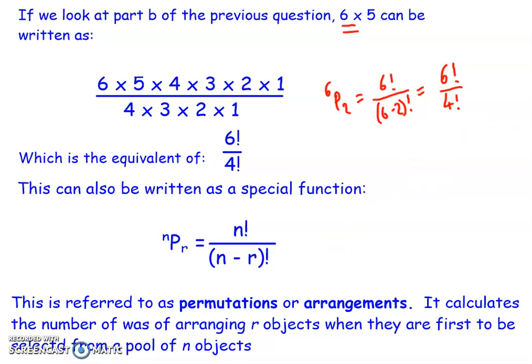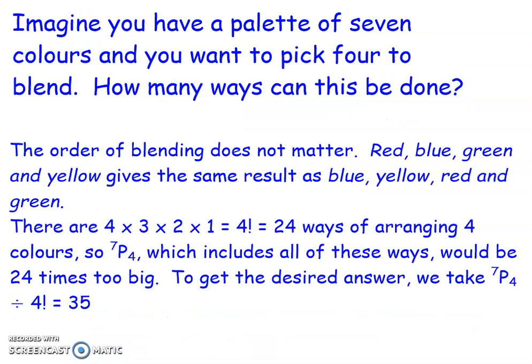This also allows me to start thinking about a second special type of function as well. But again, the easiest way to think about it is to look at it in a real application in a scenario. Let's imagine we've got a palette of 7 colours and we want to pick 4 colours to blend. We want to ask ourselves, how many ways can this be done? Now in real life, the order of blending doesn't matter. So we could blend red, blue, green and yellow, and that would give us the same result as blue, yellow, red and green all put together.